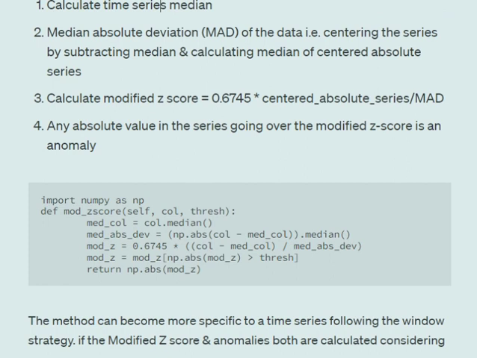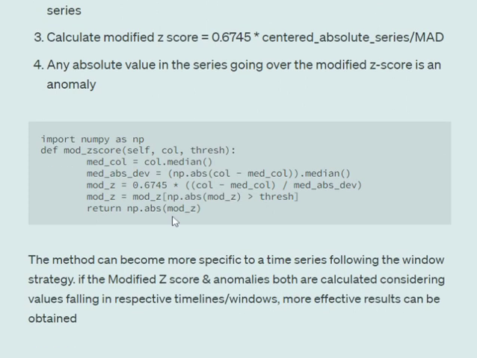So here you can see the formula for reference. Here you can see how in the end step we are setting up a threshold, and eventually any absolute modified z-score value for any sample which is greater than the threshold is taken as an outlier.